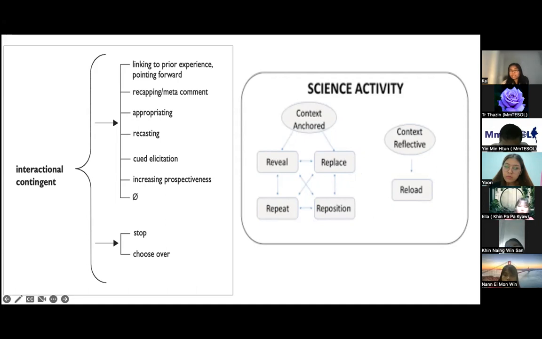And also reload. Reload is kind of recycle. So when I explain the concept and the content, I try to use the key ideas, the keywords that students need to know in this lesson. So things like that. That is giving scaffolding at the point of need.